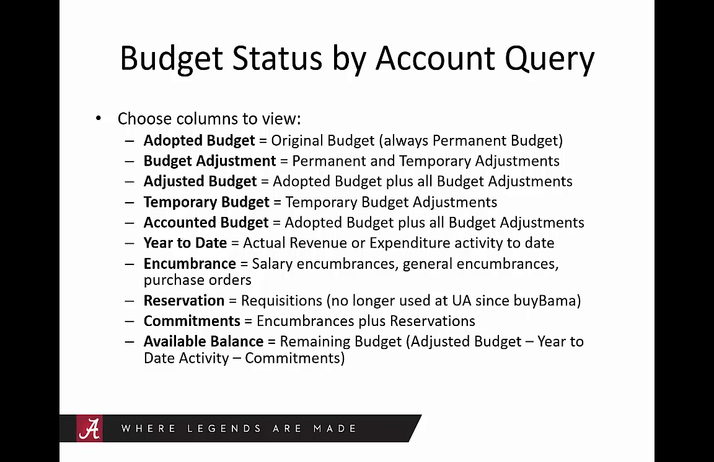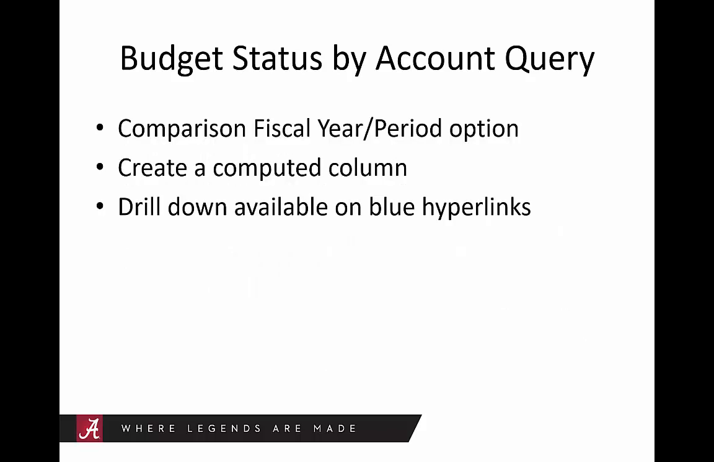activity minus your commitments. The budget status by account also allows you to add a comparison column by fiscal year and period for each column presented. You can create a computed column based on the columns available. This query allows drill down on any item that has a blue hyperlink.